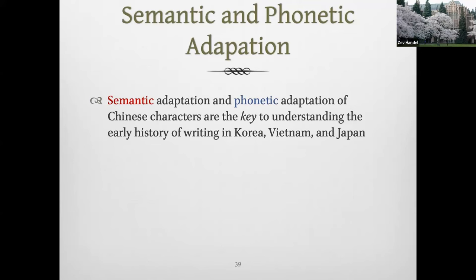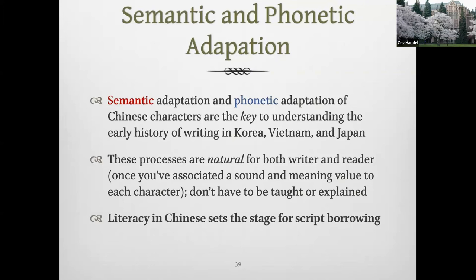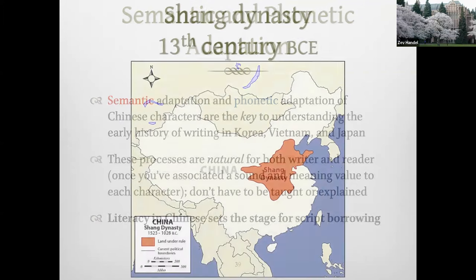And semantic adaptation and phonetic adaptation are the key ideas that allow it to happen. It might seem kind of complicated, but as you saw, as you get going, it's actually very intuitive. In fact, it works so well that once people start doing it, you can send written messages to people and they'll puzzle it out even if you don't teach them what you're doing. If you looked at that sentence we just created and you think, oh, someone's writing a Chinese sentence, you try to read it, it's nonsense, it's gobbledygook. But as soon as you start sounding it out, you'll recognize English words in it and you'll figure out what's going on. These processes are natural. They're kind of automatic, even though they seem complicated to us. So it's literacy in Chinese historically that set the stage for what happened in Japan, Korea, and Vietnam.